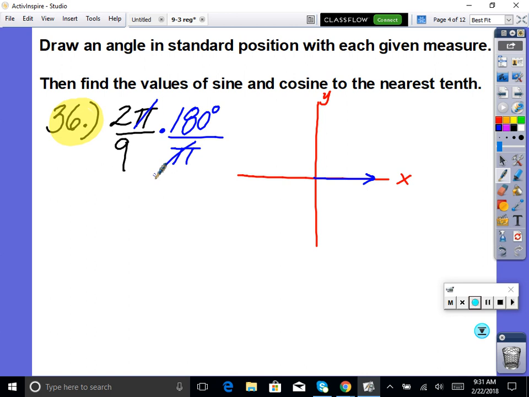So then you do 2 times 180 divided by 9 in your calculator. 2 pi ninths is what degrees? 40 degrees. So now look how much easier it is to graph a degree than a radian. Do you all agree? We don't need to. Where's 40 degrees? Right here, right, everybody? Yeah.